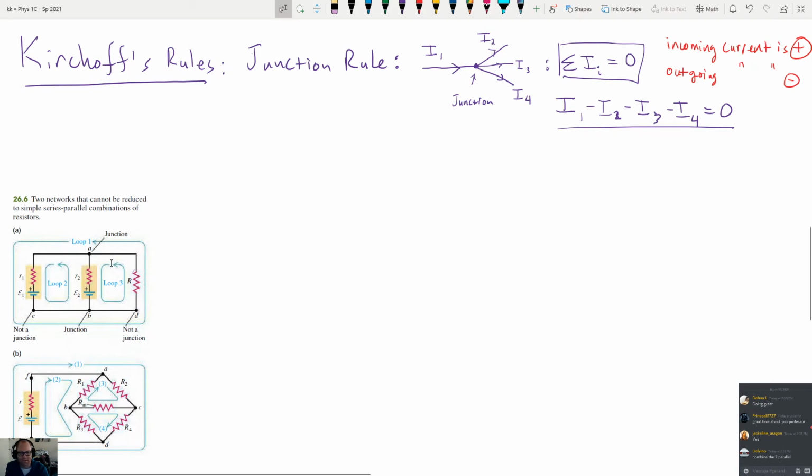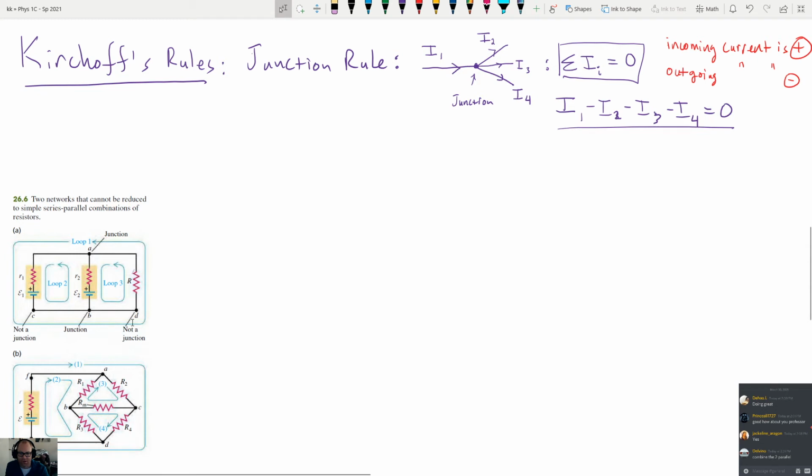That's 3, right? Same thing over here. There's a branch here, there's a branch here, there's a branch here. That's 3. You need to have at least 3. But the corners are not junctions. Okay? A corner is just a place where the wire has been bent into a corner, and it just as easily could have been bent into a curved shape.